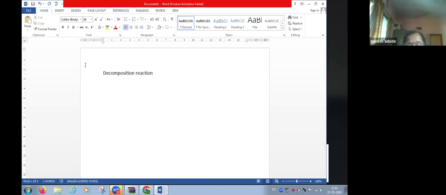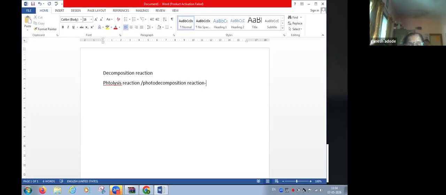Now we have to discuss the rest of the decomposition reactions. The second type of decomposition reaction is known as the photodecomposition reaction, or the photolytic reaction. We have to discuss the photolysis reactions. It is also known as a photodecomposition reaction.